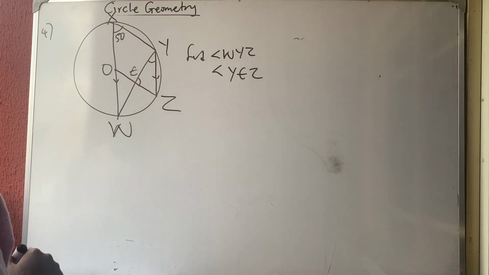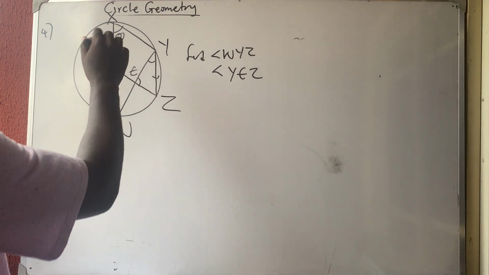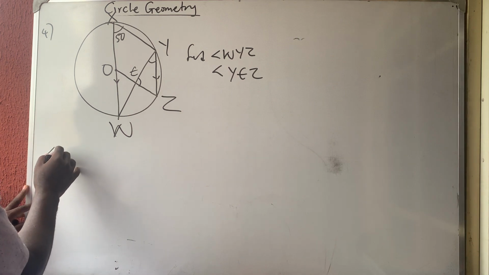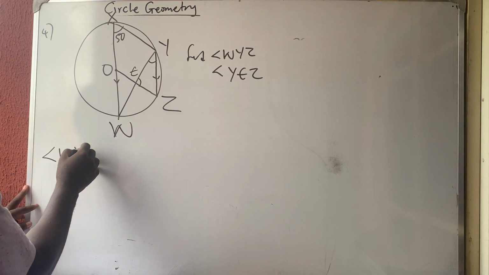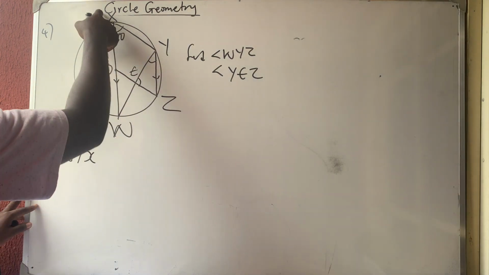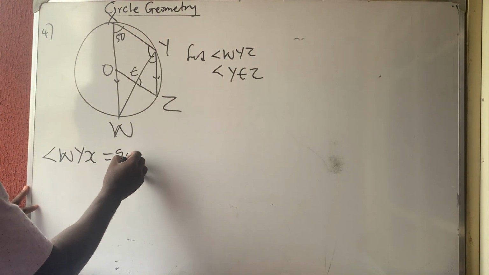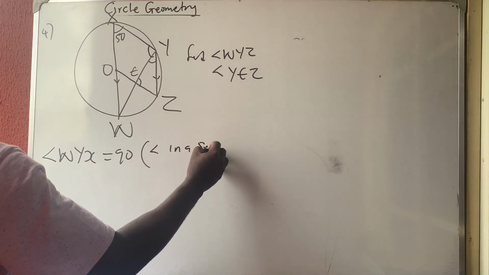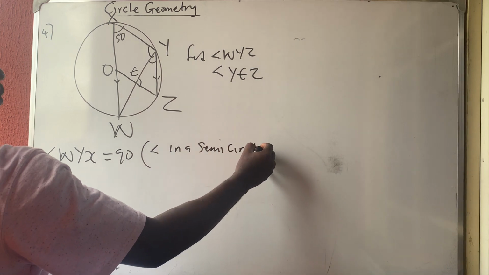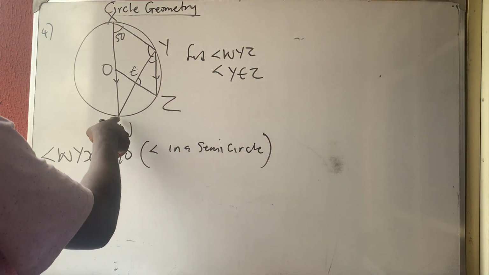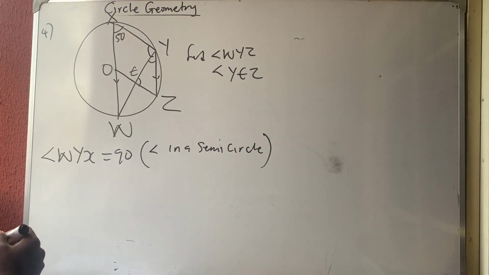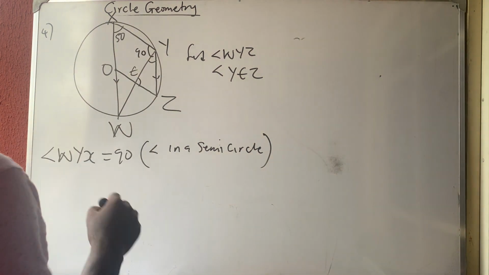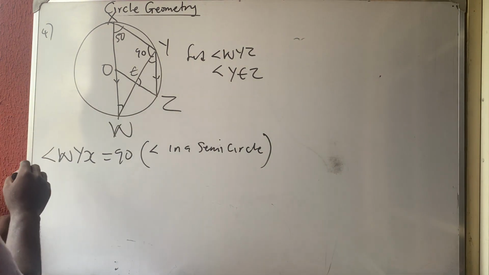Now we should note that angle WYX, this place, is equal to 90 degrees. And what is my reason? Angle in a semicircle. Because when you have a diameter like this, anywhere they meet on the circumference is 90 degrees. I've gotten here to be 90. If I've gotten here to be 90, to get here is very simple. So I can tell them that what?